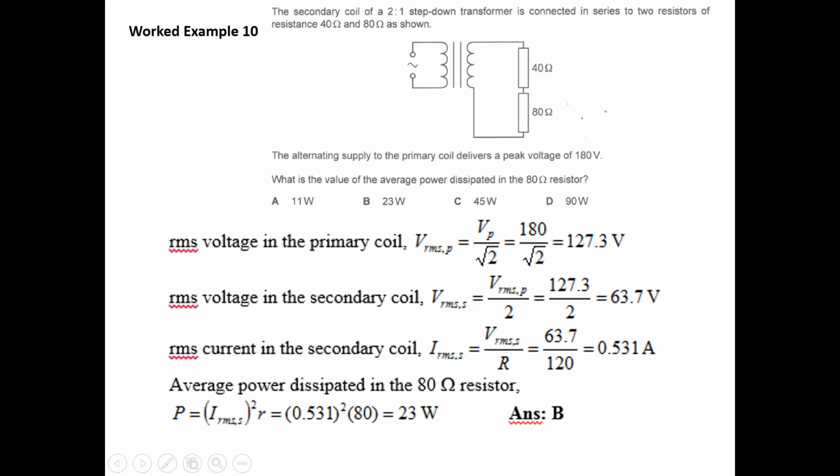Then I will step it down. I'll divide by 2 to find it 63.7. That means at the secondary side, the root mean square voltage is 63.7. Then using V equals IR, I know V is 63.7. The resistance is 120. The total current is 0.531. Then using P equals I squared R, oh my god, right? It's 0.531 squared times 80, 23 watts. Answer is B. How many of you got this?